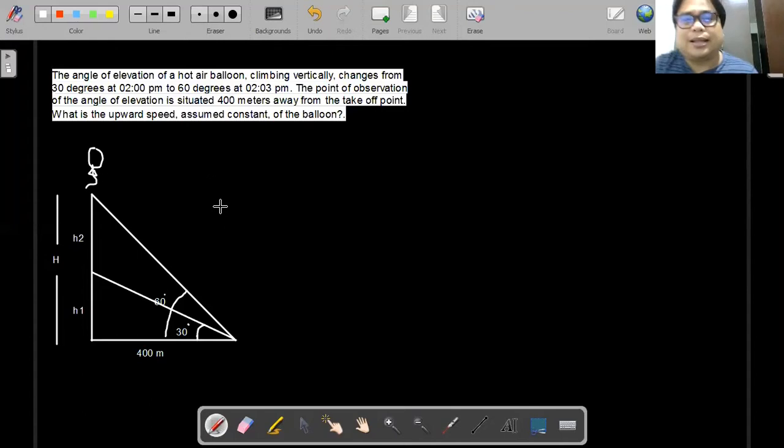Today we will be tackling trigonometry. In fact, this time we will learn about the angle of elevation using the trigonometric functions.